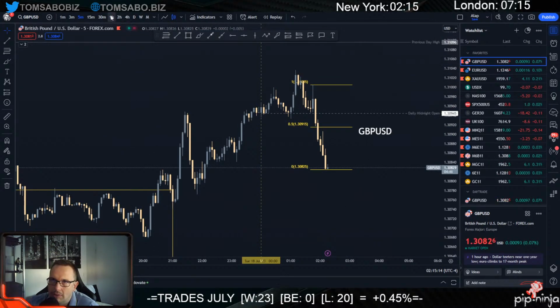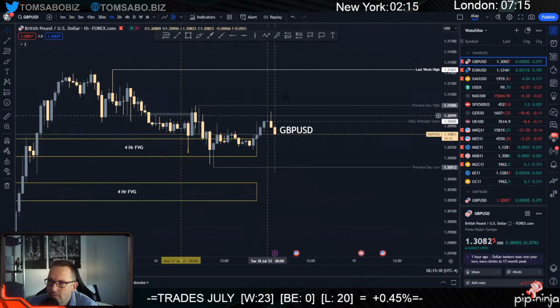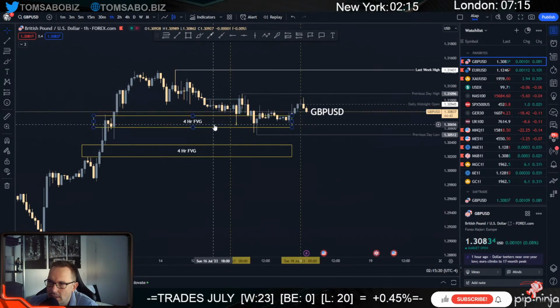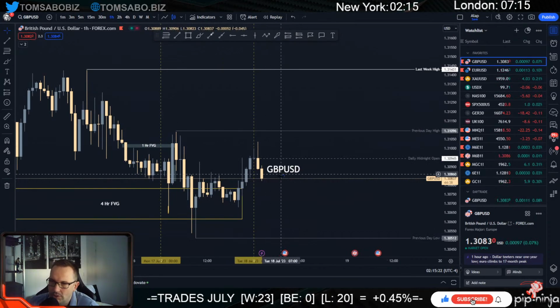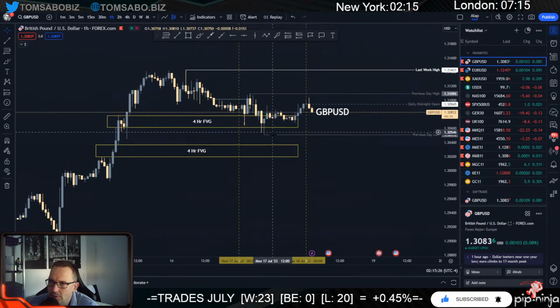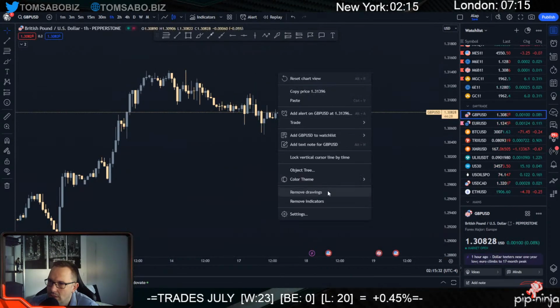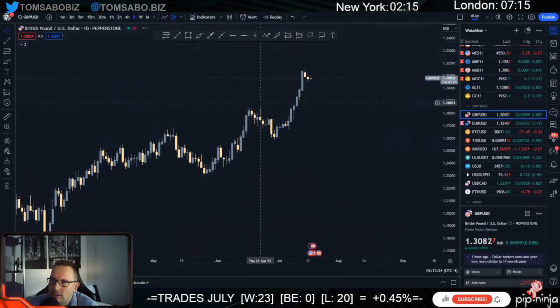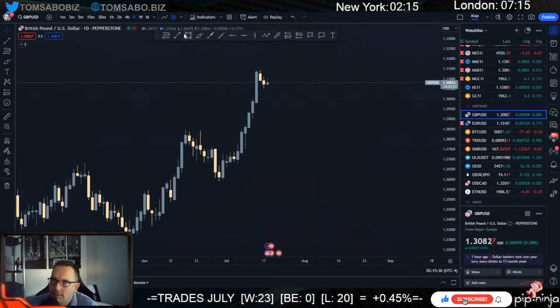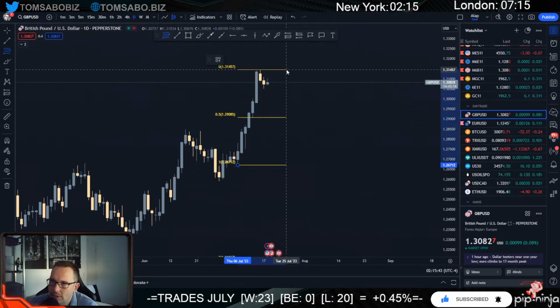Let's start with the pound. The pound yesterday was consolidating. We're still in a consolidation range. I'm looking for a return to these 4-hour fair value gaps, and most likely, let's find a clear pound chart. This is a clean pound chart. If we look at the daily pound, let's look at this from here to here.